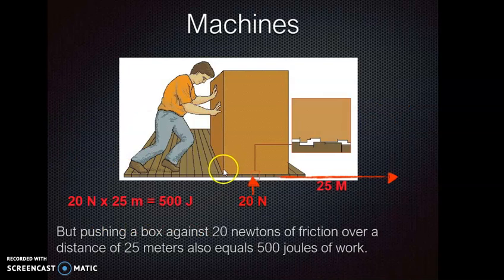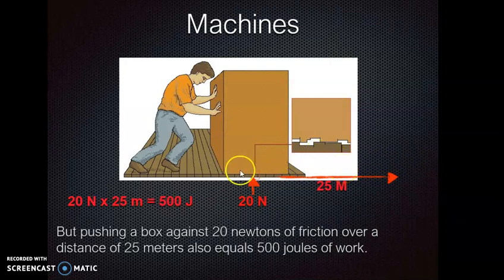Here's another example. If I'm pushing a box against 20 newtons of friction over a distance of 25 meters, this also equals 500 joules of work, because I have 20 newtons, again, of friction. You see how the floor is, there's a lot of friction there. And I multiply that by the 25 meters that I've pushed it. 20 times 25 will get 500 joules.